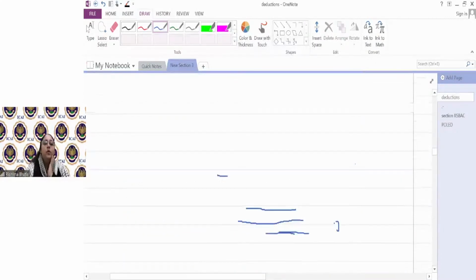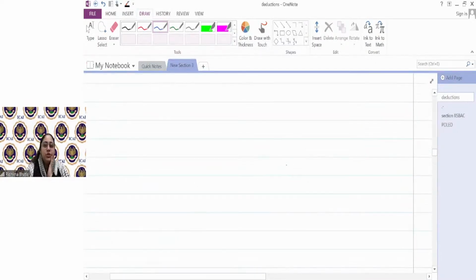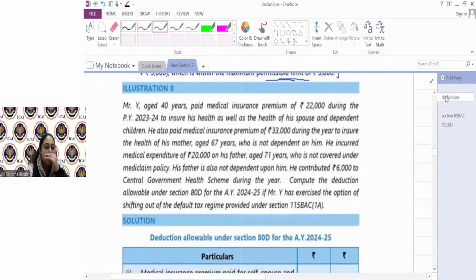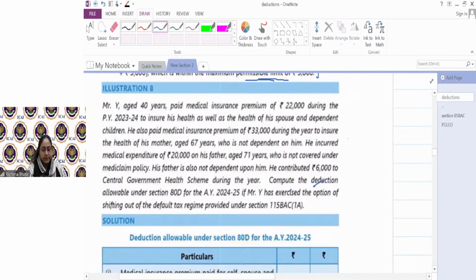Okay, now we come to a question which is illustration 8. Illustration 8 is very interesting. Mr. A, age 40 years, paid medical insurance premium of 22,000 during the year for the health of his spouse and dependent children. So 22,000 goes into his own kitty. Okay, the self and spouse kitty: self, spouse, dependent children.